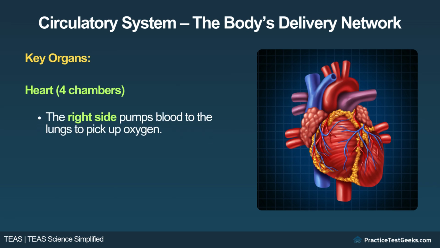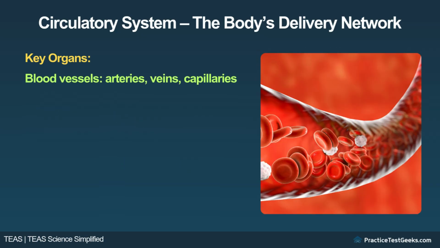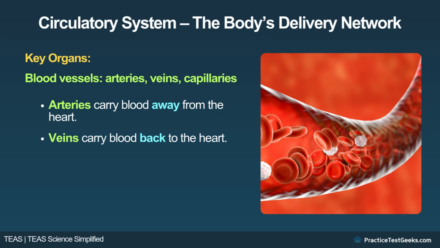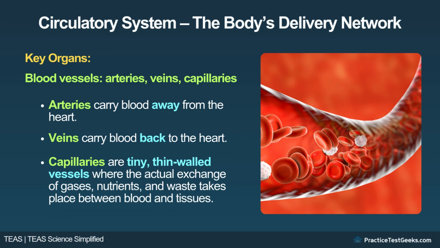The right side pumps blood to the lungs to pick up oxygen. The left side pumps oxygen-rich blood to the rest of the body. 2. Blood vessels: arteries, veins, capillaries. There are 3 types of blood vessels, and each has a specific role. Arteries carry blood away from the heart. This blood is usually rich in oxygen. Veins carry blood back to the heart, usually carrying carbon dioxide and waste. Capillaries are tiny, thin-walled vessels where the actual exchange of gases, nutrients, and waste takes place between blood and tissues.